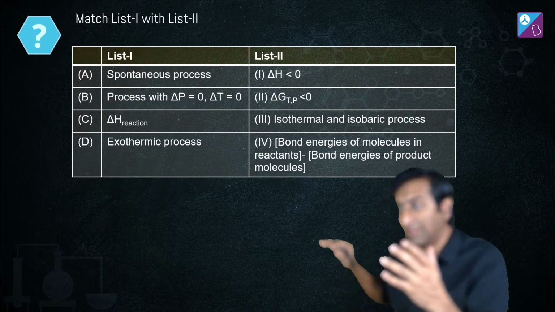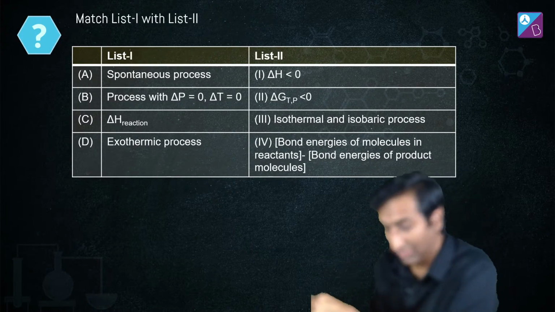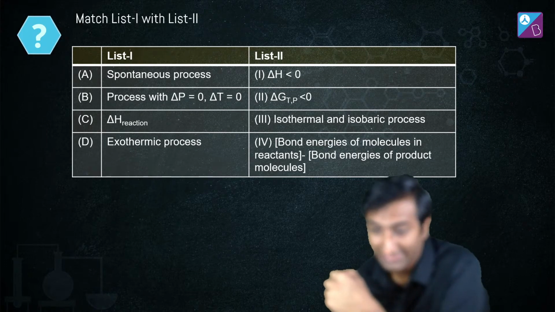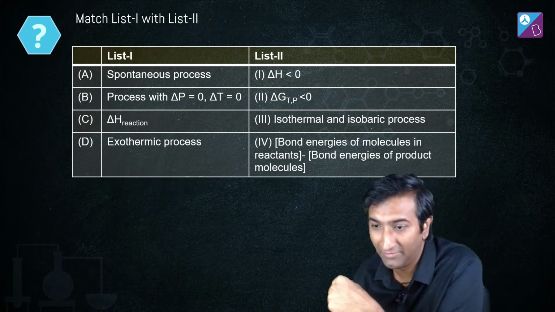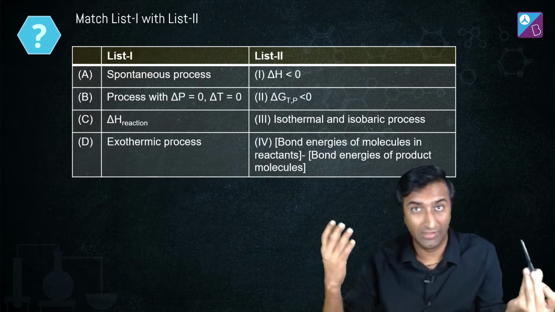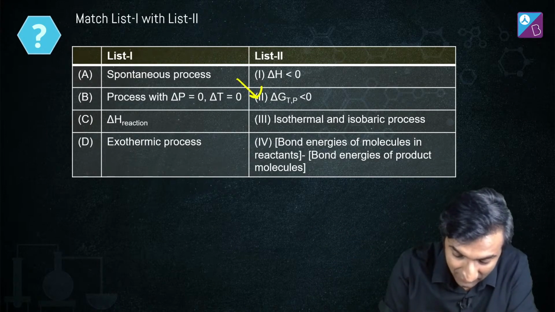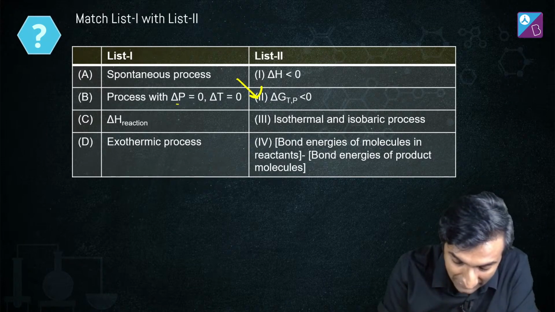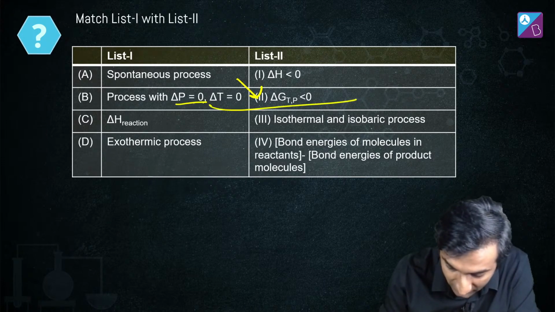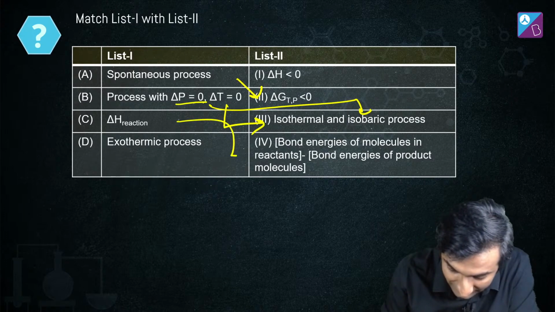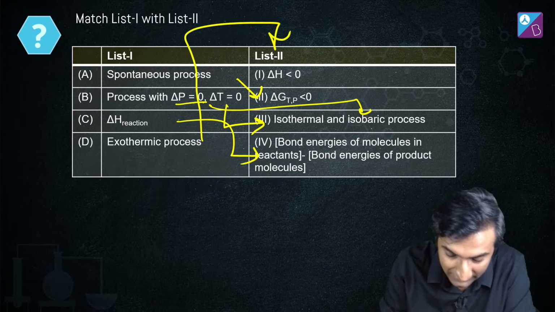If you don't read NCERT, and you watch a lot of videos like my video and a lot of other videos online, they may not cover these things, or they may go over them quickly and you may miss that this is important, right? But in NCERT you will not miss it. Spontaneous process obviously means delta G less than 0. Delta P equal to 0 means isobaric. Delta T equal to 0 means isothermal. Delta H reaction. This is the definition. Exothermic process is this. Done.